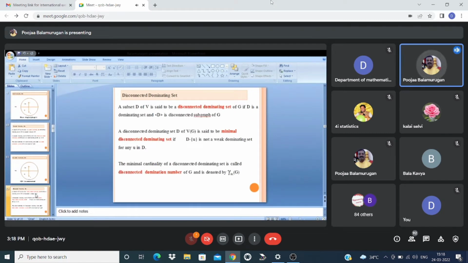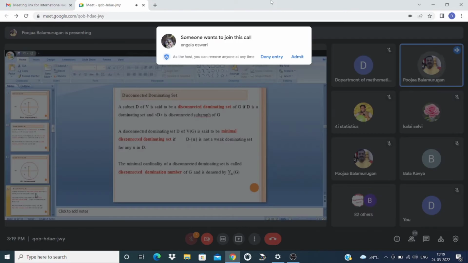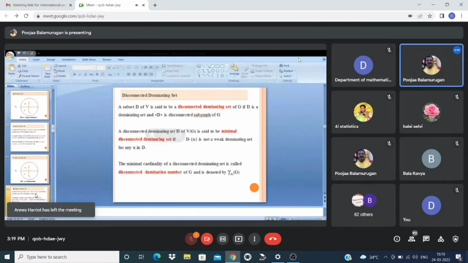So again we compare the parameter. Here γDC means disconnected domination number. So γ is always γDC lies between γ and the independence number of G. We have said that γDC lies between γ and alpha naught of G. Alpha naught of G means the independence number of G. So that is only one point.